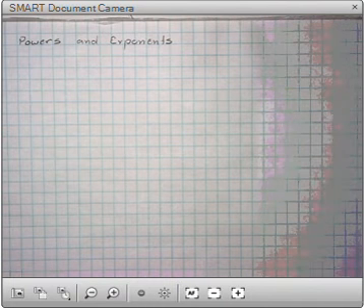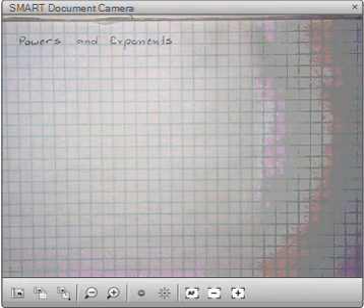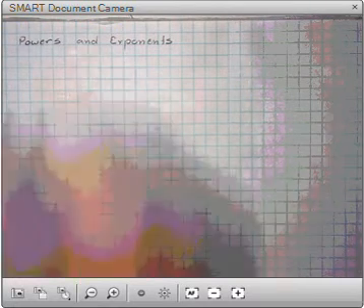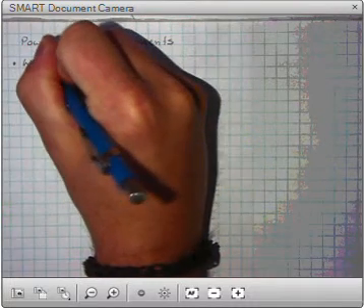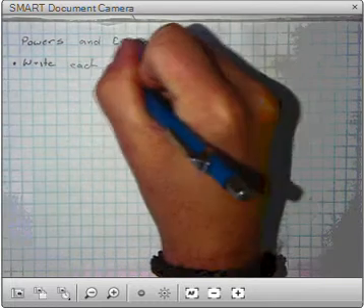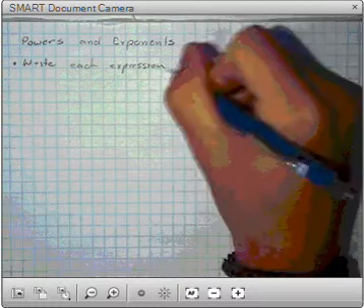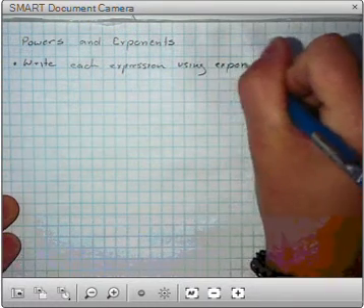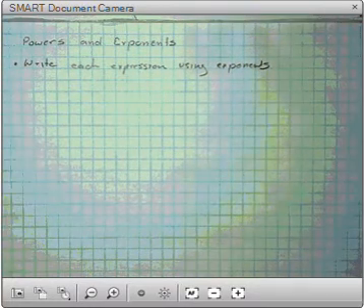Exponents, particularly powers, and writing powers of powers, and expressing numbers in expanded form. There are really three things that we're looking at specifically for today. The first thing is writing each expression using exponents. So, writing an expression using exponents.